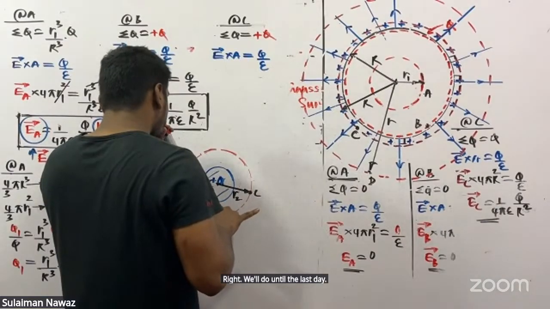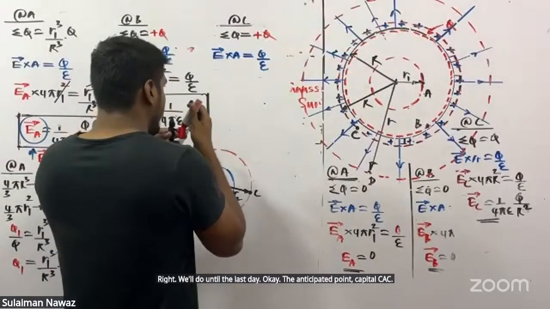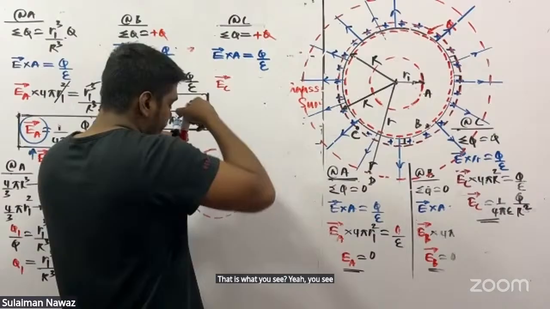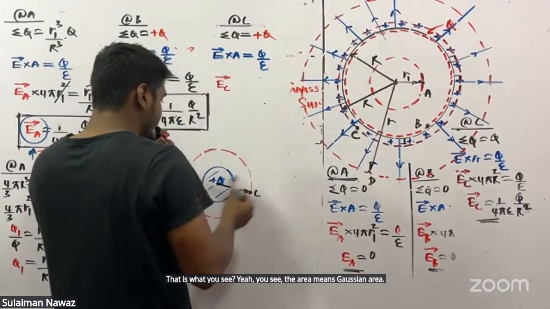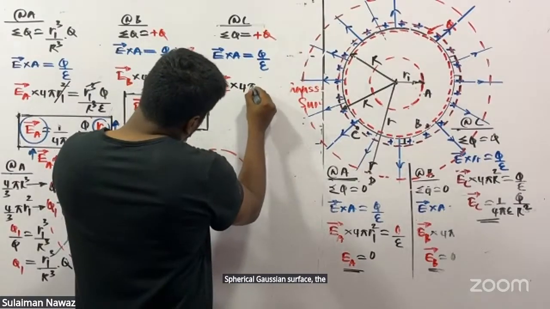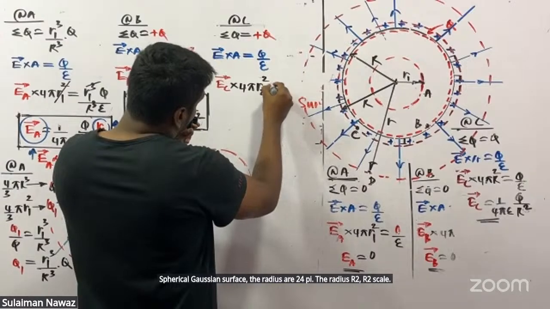Okay. Then intensity at point capital C. The area means the Gaussian surface area, spherical Gaussian surface, with radius R2: 4 pi R2 square. Total charge is Q.